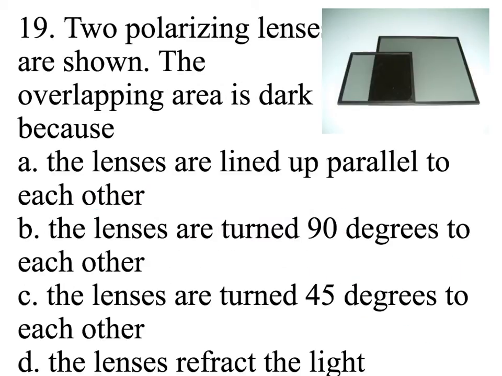We have two polarizing lenses that are shown. One of them is going to only let light through that is polarized in this direction, and the other only lets light through that's polarized in this direction. So obviously we've got an area right here where light can't get through at all. And you can see that these are turned 90 degrees to each other.